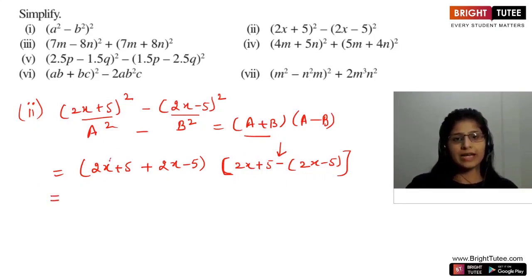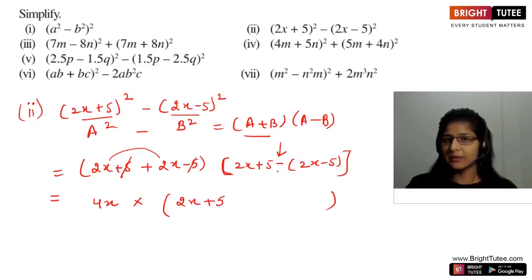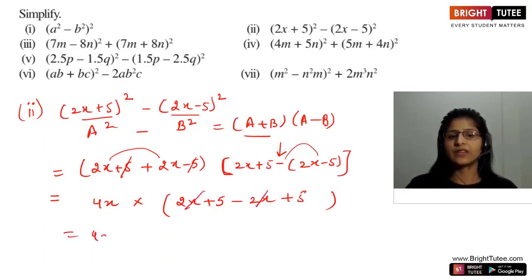Now 2x and 2x makes 4x, 5 and 5 will get cancelled. Multiplied with, what are we left with inside here? 2x plus 5, because there is a minus sign, the signs of the terms inside will change. So we'll write minus 2x, and minus 5 will be plus 5. So 2x and 2x will get cancelled. 5 and 5 is 10. We get 4x multiplied with 10, and that gives us 40x.